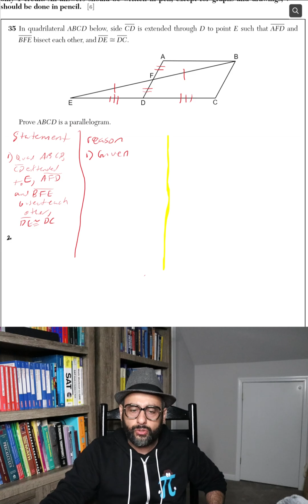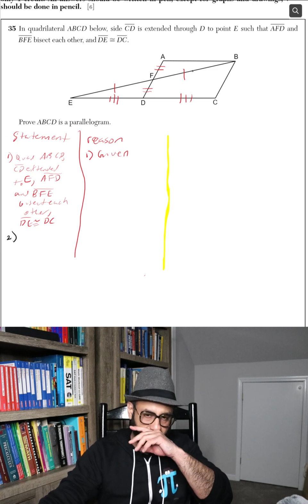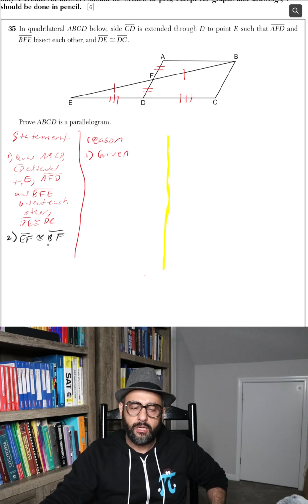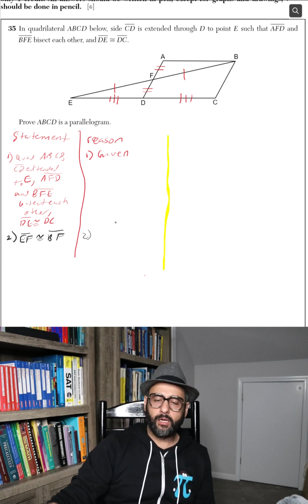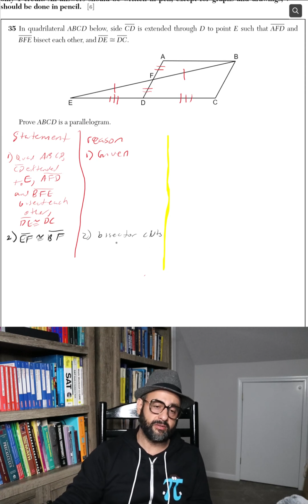Okay. So statement 2, I'm going to state that the two pairs of the sides that are cut are going to be congruent. So I'm going to say that EF is congruent to BF, because the bisector, this is the definition of a bisector, cuts a segment into two congruent segments.